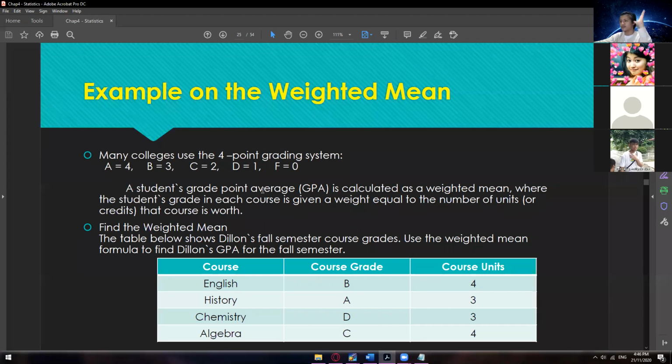Is there anyone here who used the 4-point grading system before, when they were, I don't know, maybe in elementary or high school or even senior high? Is there anyone or not? 5, 4, 3, 2, 1. Wala, sir.